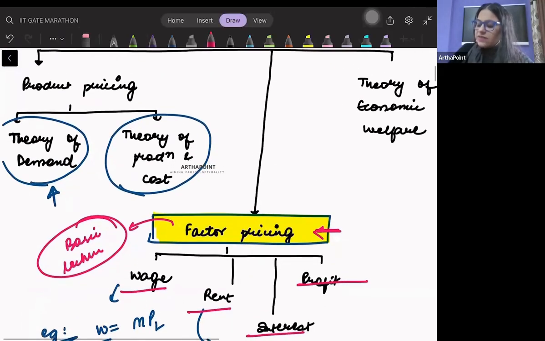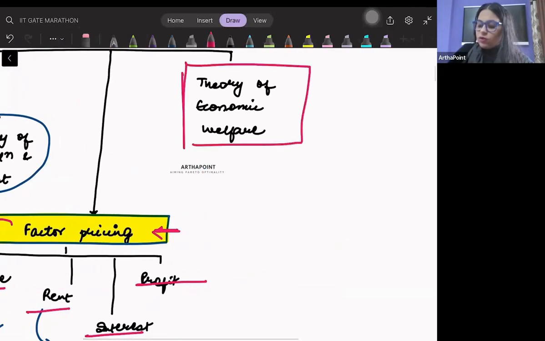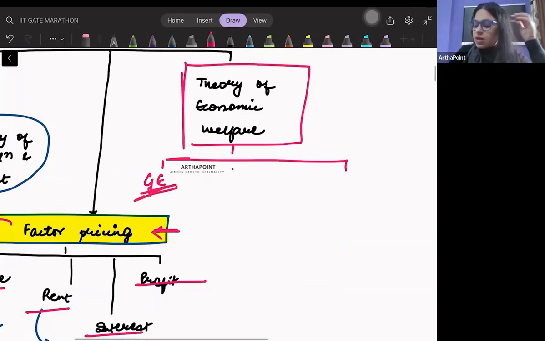Then the next thing that we have to talk about is the theory of economic welfare, and इसमें 3 to 4 more concepts are there जिसमें आपको एकदम certain होना पड़ेगा, like general equilibrium. Definitely it can be asked in exam. Like you have to be very certain with externality concept and with public good.